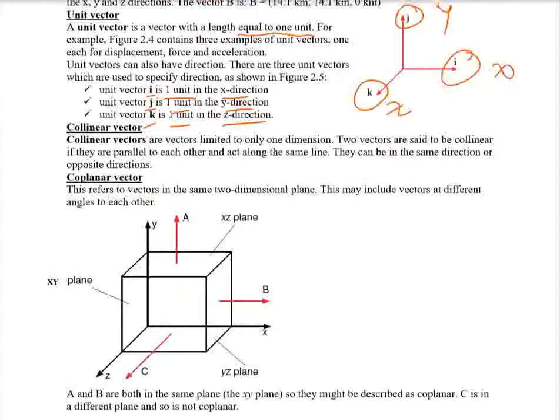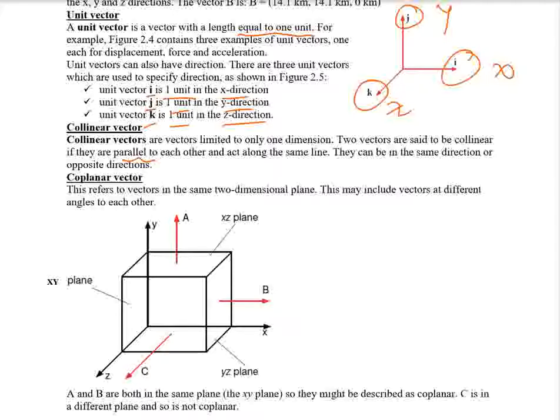The other thing is collinear vectors. When we say two vectors are collinear vectors, you must take care of this definition. When we say collinear, they are what? One-dimensional. That means they are parallel and they are lying in the same line. Therefore, to be a collinear vector, they must be what?